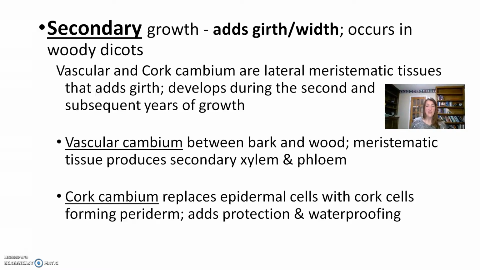The vascular cambium between the bark and the wood, okay, it's the meristematic tissue, produces that secondary xylem and phloem. The cork cambium replaces the epidermal cells with those cork cells, forming that periderm that adds protection and waterproofing.